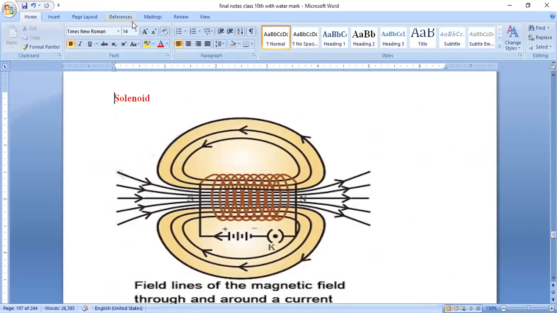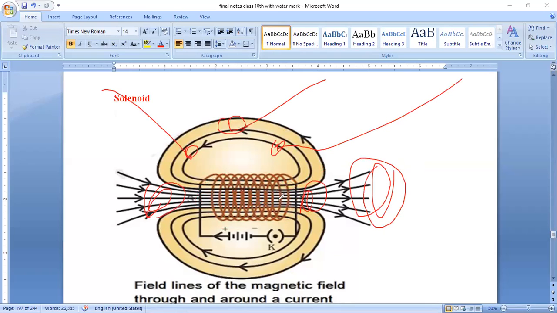See, this is the solenoid. As you can see, inside the solenoid, magnetic field lines are parallel to each other. So if they are parallel to each other, the magnetic field at every point inside the solenoid is same. At this point the magnetic field is same, at this point same, at this point same. Everywhere inside the solenoid, the magnetic field is same. But at these points outside, the magnetic field is different. Here also it is different.